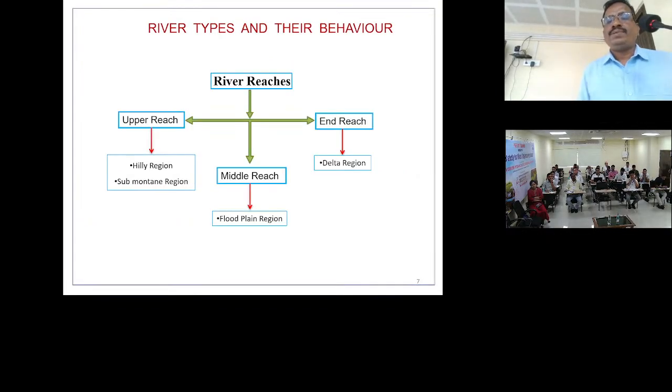River types and their behavior. River reaches: I just explained upper reaches, middle reach and end reach. In upper reaches, the hilly region and submontane region; in the middle reach, the floodplain, these alluvial rivers; and in the end reach, the delta zone.